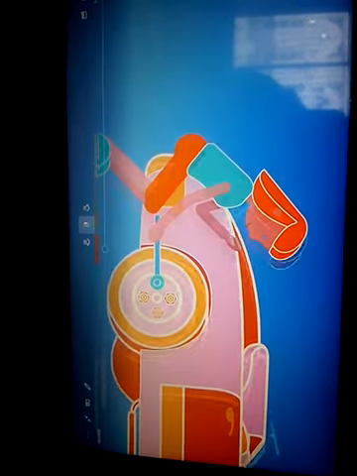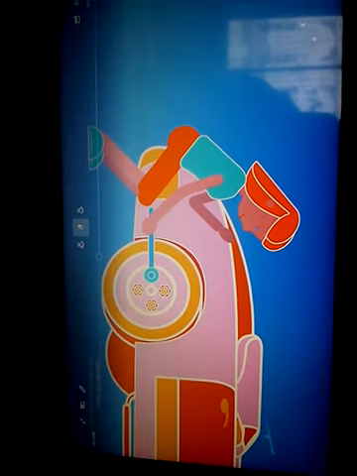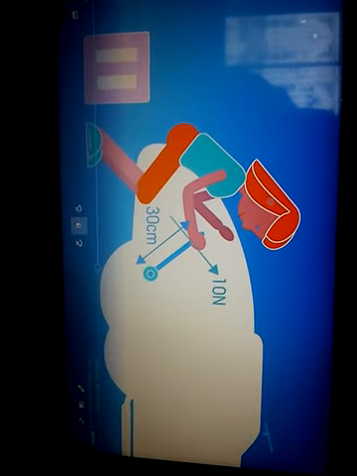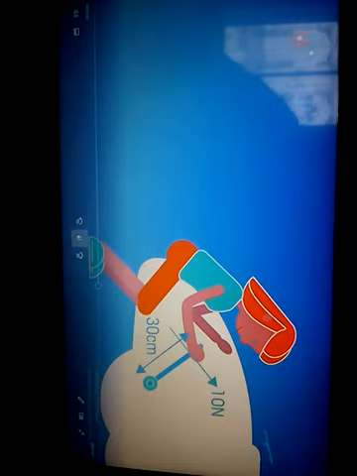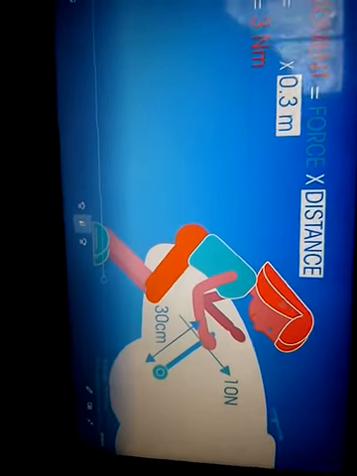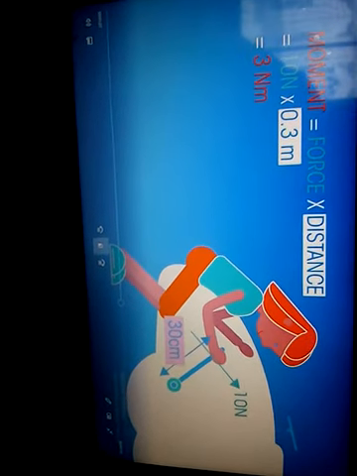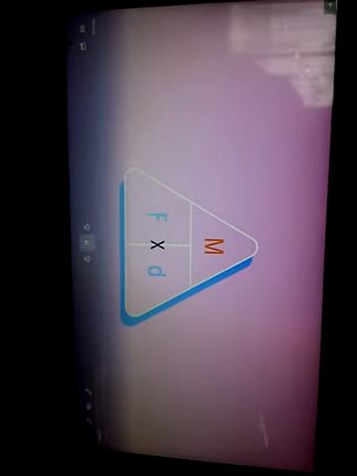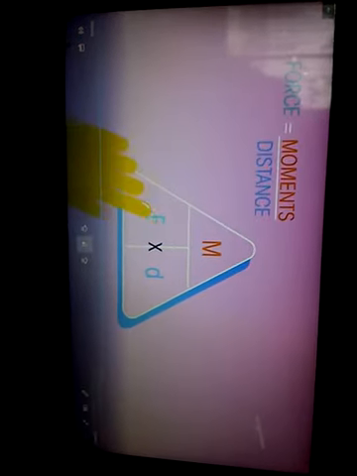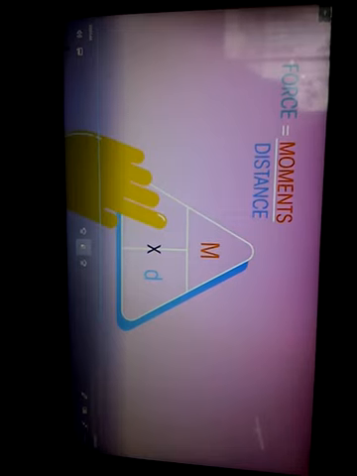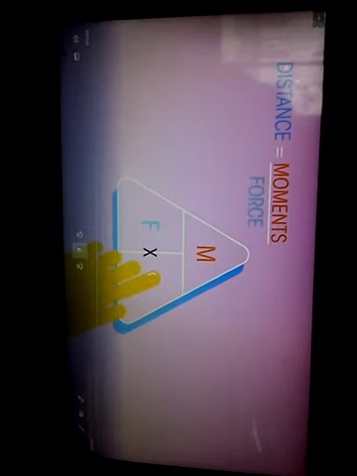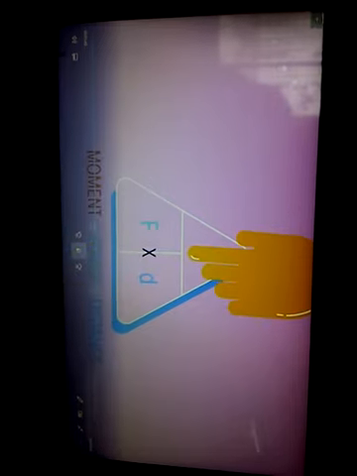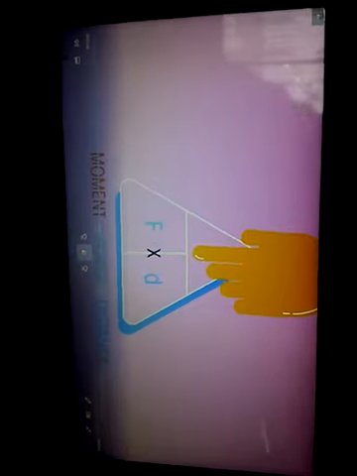Here's another example. Can you work out what moment the woman is applying to tighten the wheel nut? Pause the video and work it out. Did you get 3 Newton meters? Were you careful to change the 30 centimeters into meters? We can also place this formula into a formula triangle. Force equals moments divided by distance. Distance equals moments divided by force. And moments, as we already know, is force times distance.